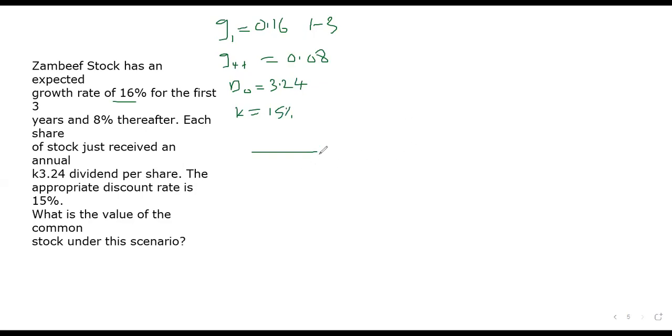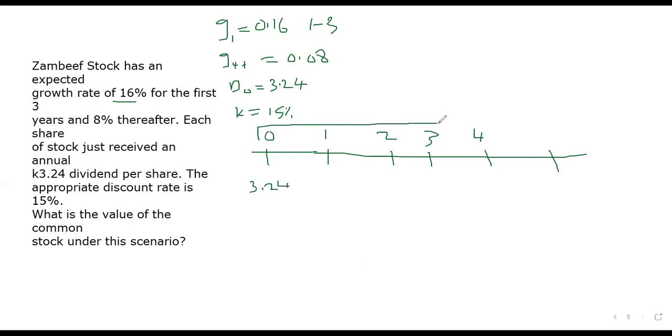Then we establish a number line. So we have 0, 1, 2, 3, 4. For dividend year 0, we have 3.24. The growth rate afterwards is 8%. I said the quickest way is just to multiply each entry by 1.08, and for the 16% growth rate, we multiply by 1.16.